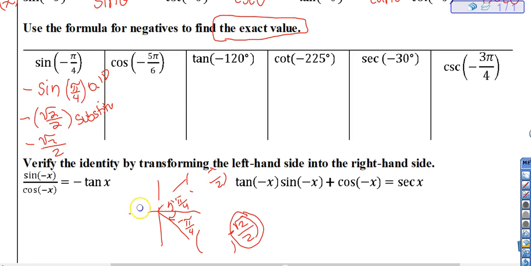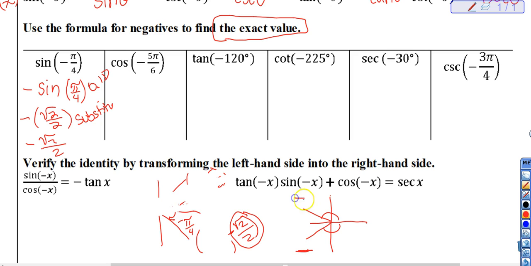Cosine of negative 5 pi over 6. Maybe I'll just draw the picture over here. Okay. So 5 pi over 6 is in quadrant 2, right? 150 degrees. So negative 5 pi over 6 is over here. Here's what I know about the cosine in this quadrant, in negative 5 pi over 6.